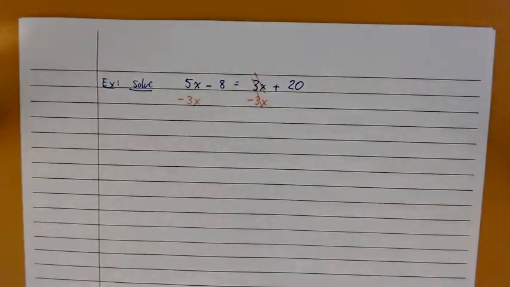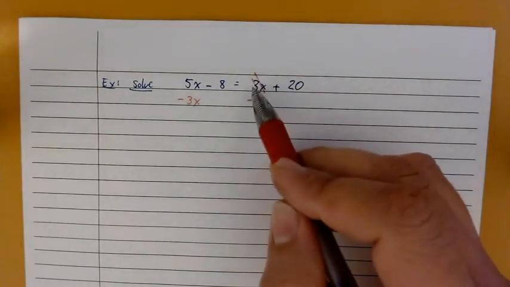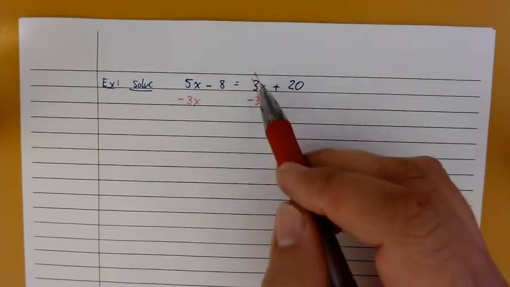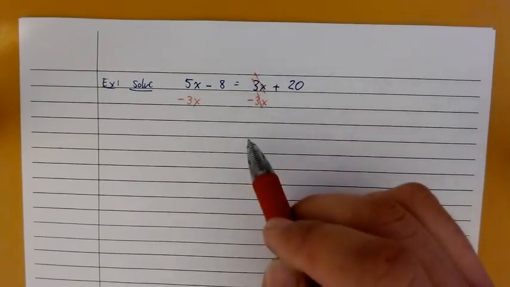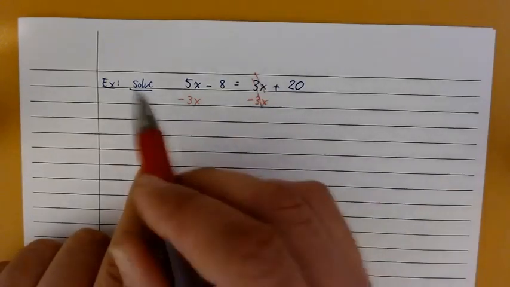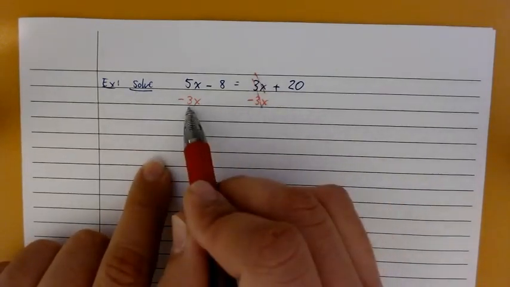Right? That was the inverse property. After all, these are opposites. One is positive, one is negative, but they have the same absolute value. And whenever you add opposites, you get 0. That's the inverse property of addition and subtraction. All right, so that's going to go away. But whatever I do to one side, I do on the other side.